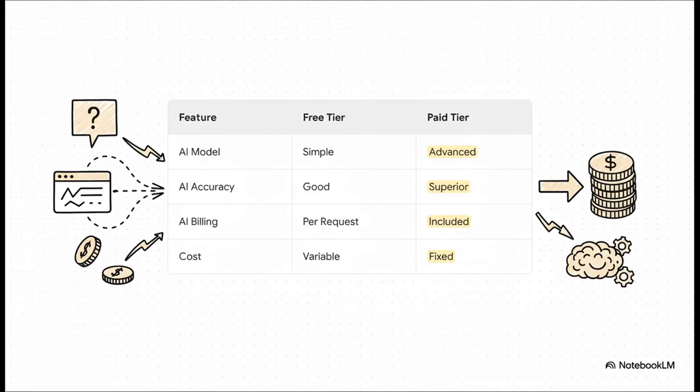This table here really breaks down the key benefits of upgrading. Now, the biggest difference is the AI model itself. You're jumping from a simple model to an advanced one, which means you're going to get superior accuracy, especially on those really complex tasks. But honestly, for a lot of businesses, the biggest draw is the billing. You go from a variable pay-per-request cost to a fixed, predictable subscription. And if you're going to be using this a lot, that is a huge, huge advantage.